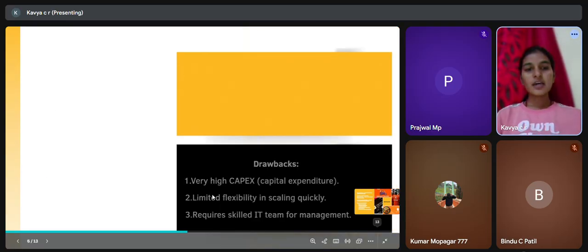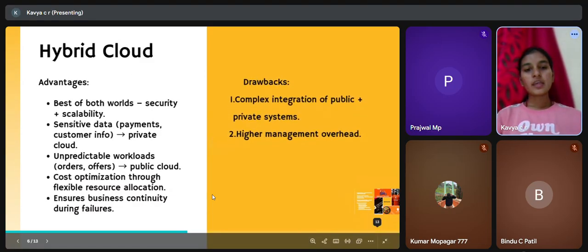Next one is hybrid cloud. A hybrid cloud is a combination of private cloud plus public cloud. An organization can use public cloud for general workloads and private cloud for sensitive workloads. It provides flexibility, cost savings, and scalability.